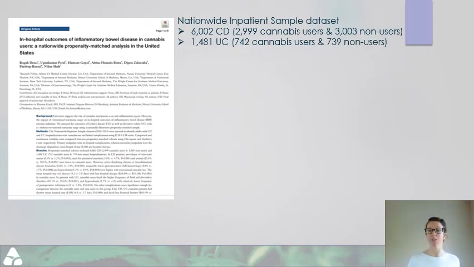And if you ask people why they're doing that, they will tell you because it helps their symptoms. And there were about 1,500 patients with ulcerative colitis, and again, about half of these are using cannabis and half were not. So they looked at a whole range of information that they had from in-hospital outcomes with these patients and compared those who were using cannabis with those who were not using cannabis.